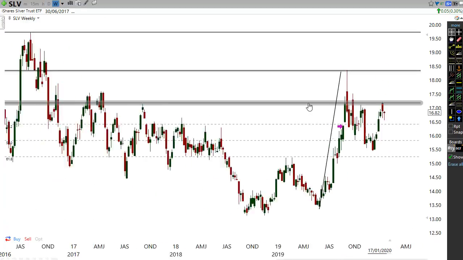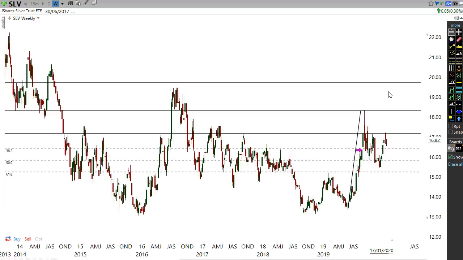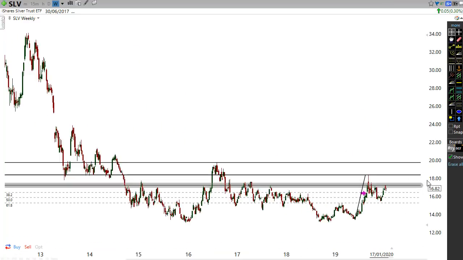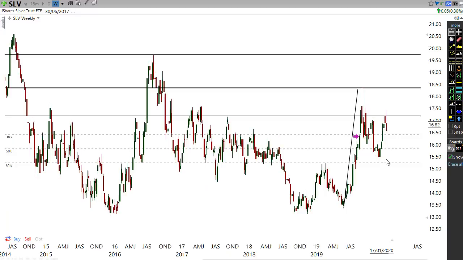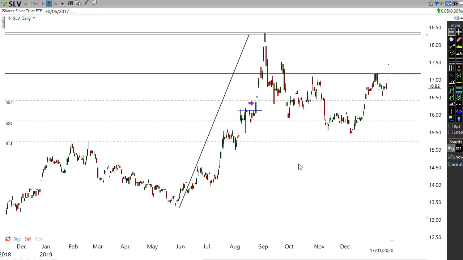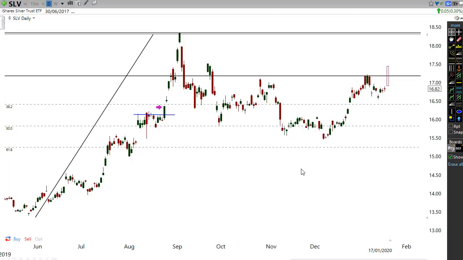Because on that weekly chart too, guys, you can see we've got this resistance level here, and then we have a resistance level up around that $20 level. That's what I'm looking at for the SLV price, guys. Short term, I think we're getting ready to have another move up, just like the actual silver and gold stocks as well. So very exciting, guys, and that's what I'm seeing.